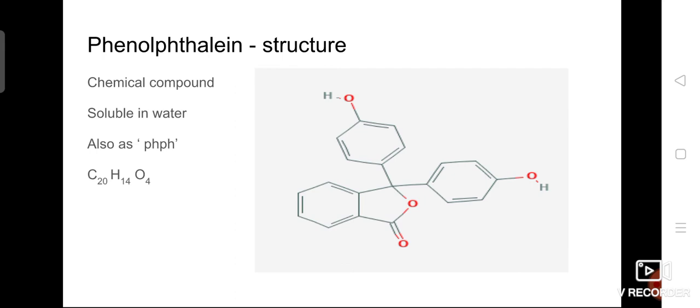C20H14O4 represents the phenolphthalein formula because it is a chemical compound. What are the elements present in this compound? Carbon, hydrogen and oxygen. A compound is nothing but the combination of elements. How many carbon? 20 carbon. How many hydrogen? 14 hydrogen. How many oxygen? 4 oxygen. Have you all clear? Okay.